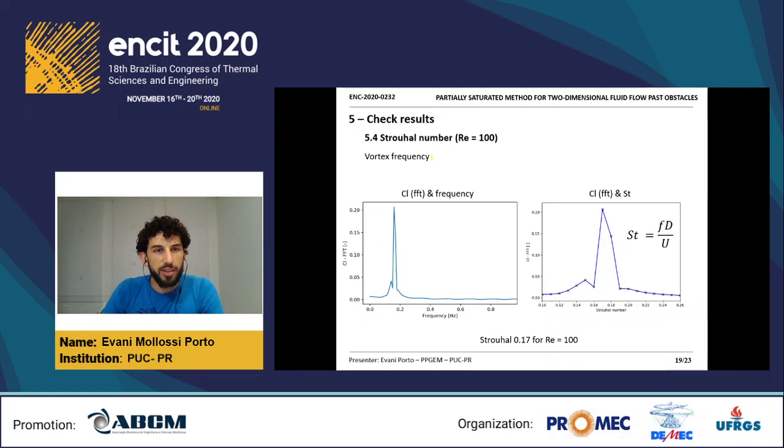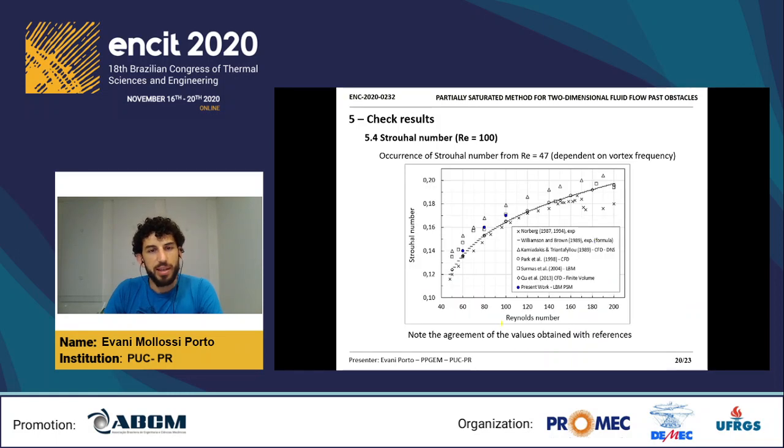And for Reynolds number around 100 we have a frequency around 0.2 and the Strouhal number is 0.17 for Reynolds 100. These values are also compared with the literature results and are in good agreement. It was done for Reynolds 80 and Reynolds around 60. The values are also in agreement with the literature.